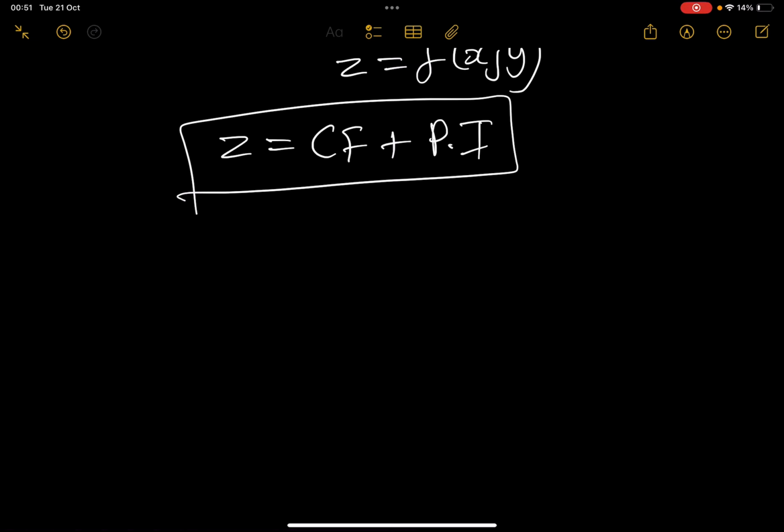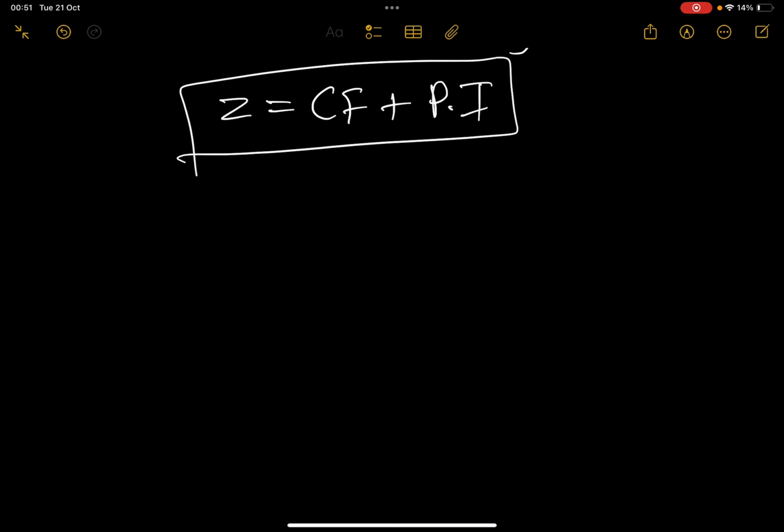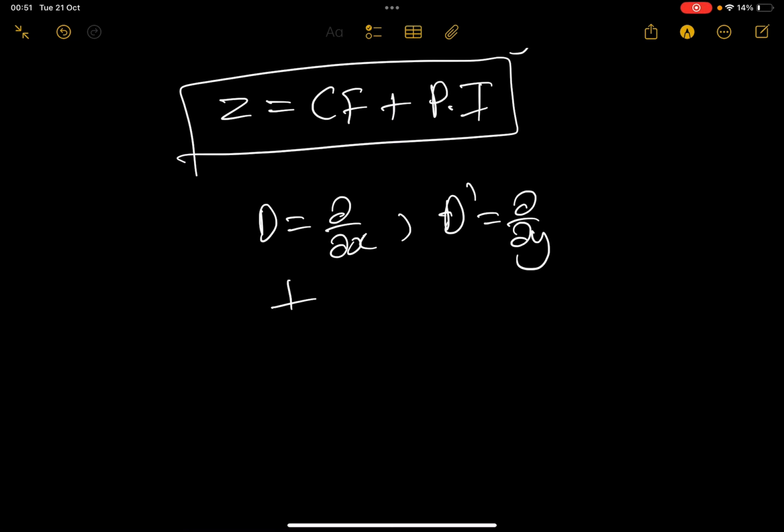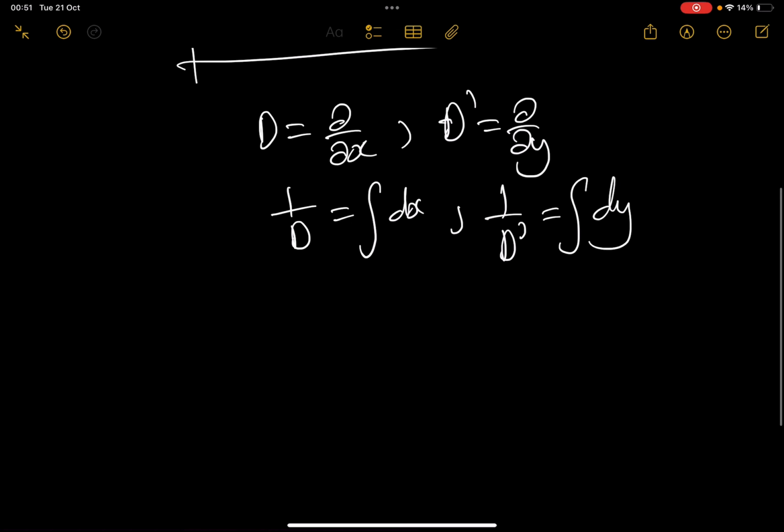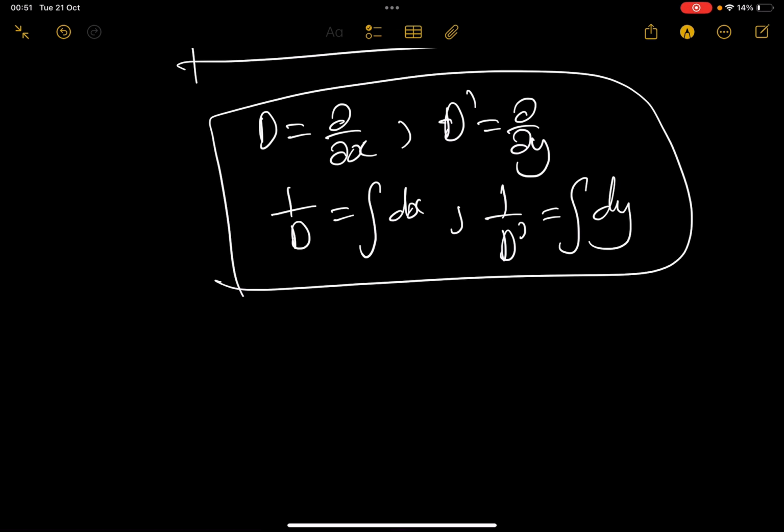So in our case, let's just dive deep into one of the examples so that you can see how we evaluate this. This is the notation that we're going to use. We're using the D operator. So D is d/dx, D prime is d/dy, 1 over D is going to be the integral with respect to x, 1 over D prime is going to be the integral with respect to y. So instead of d/dx, we're going to just use D, and instead of d/dy, D prime.